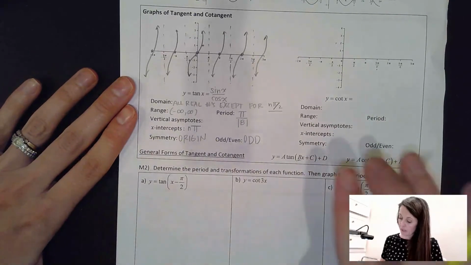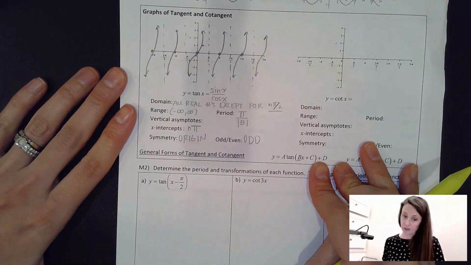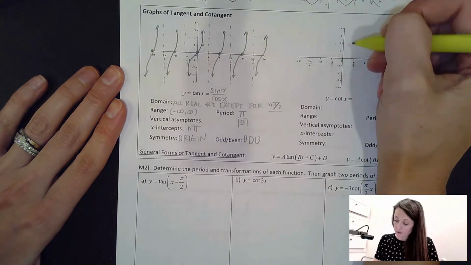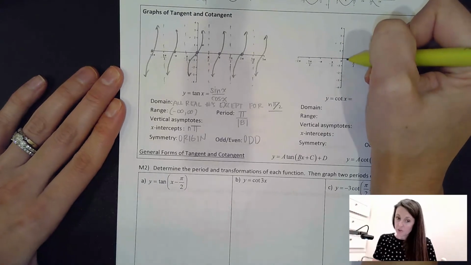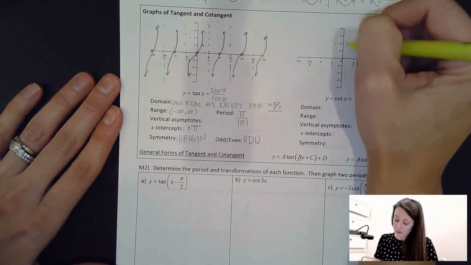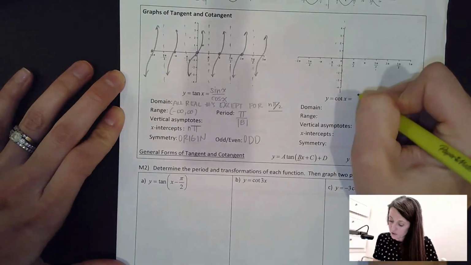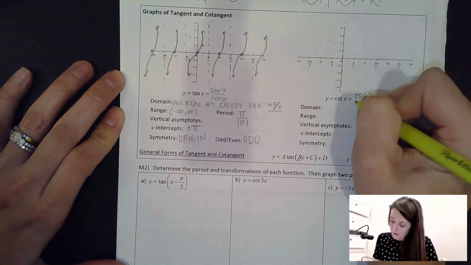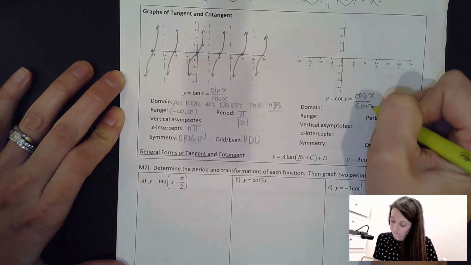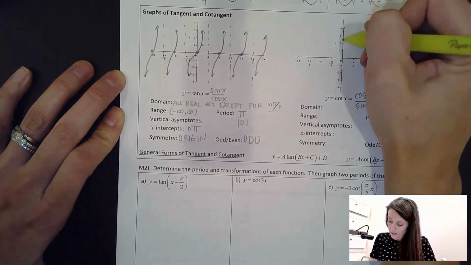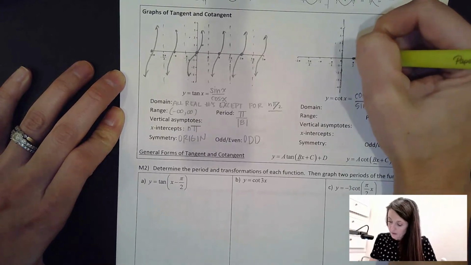Basically, you can repeat that over here, except it just looks a little bit different. The same thing is going to happen, you're just going to be shifting over, but at 0 here you are going to be undefined, right? Because remember, cotangent is cosine over sine. So you're going to have an asymptote at 0.